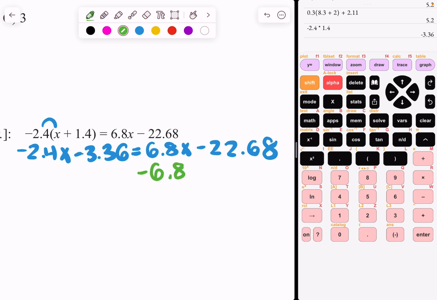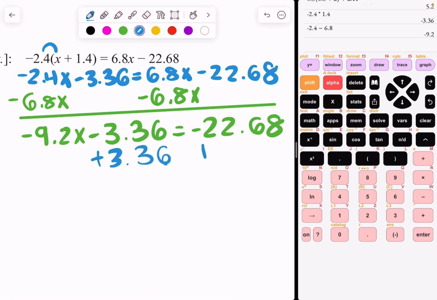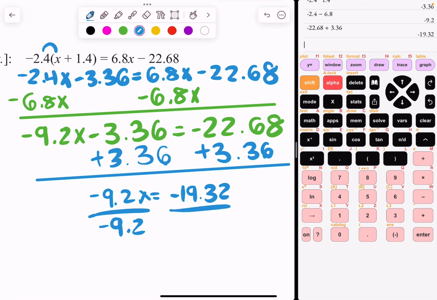I am going to subtract 6.8x, subtract 6.8x. Negative 2.4 minus 6.8, that gives me negative 9.2x minus 3.36 equals negative 22.68. This minus 3.36 got to go to the other side, so I'm going to add it. All right, let's see. Negative 22.68 plus 3.36, we get negative 19.32. We're dividing by negative 9.2. If this was an inequality and we were dividing by negative 9.2, we would have to flip our inequality symbol. And we get 2.1.